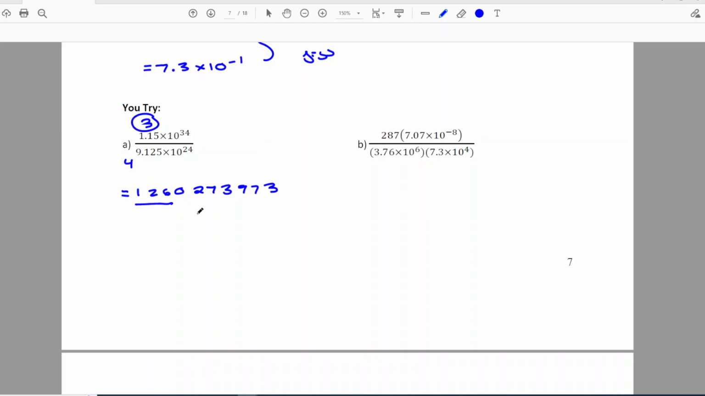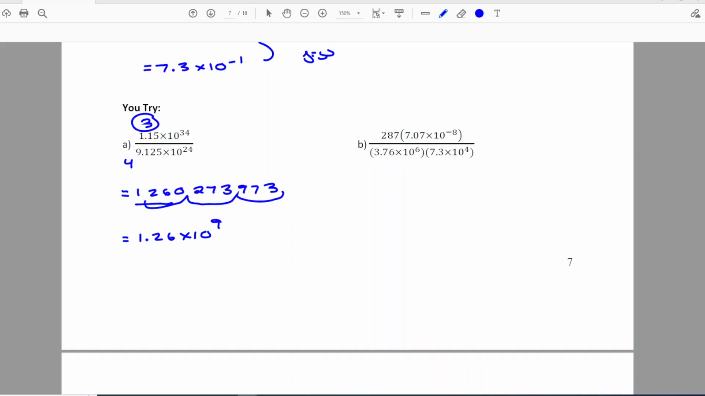So I'm going to take these digits and write it in scientific notation. I don't want to write zeros. If you wanted to, you could trail all of these as zeros, but I'm going to put 1.26 times 10 to the 3, 6, 9. And that's what I would give as an answer. All right, what about the next one?